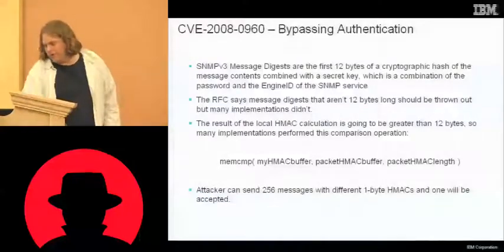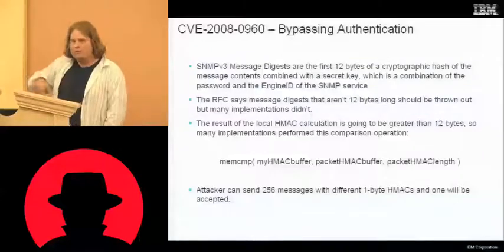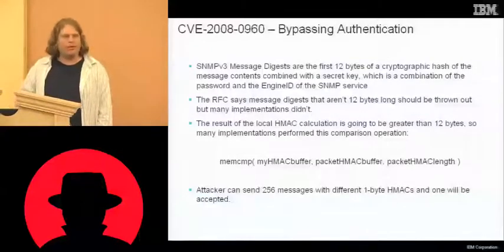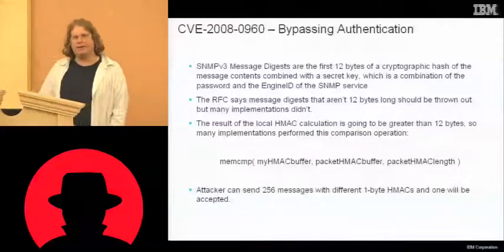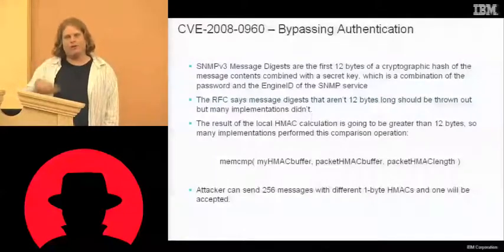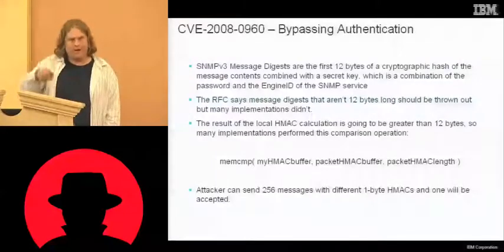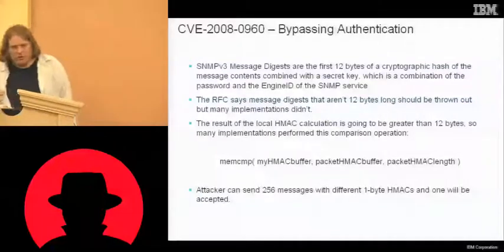And so really what you do is you send 256 of these things, one for each possible byte, and one of them will be accepted. Or the other way you can do this, and it gets more complicated, is that the valid HMAC changes constantly because of the engine time. So you can actually send the same byte over and over and over again, and one of your packets will be accepted.